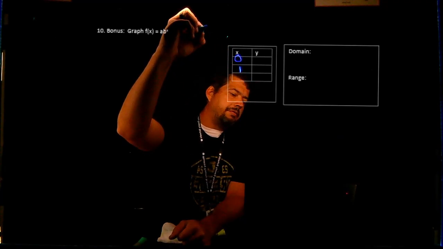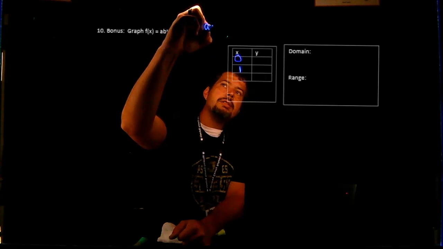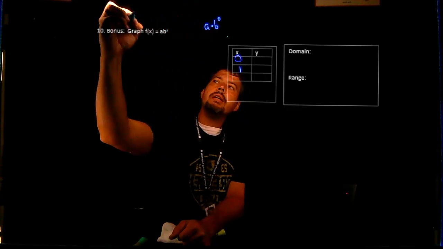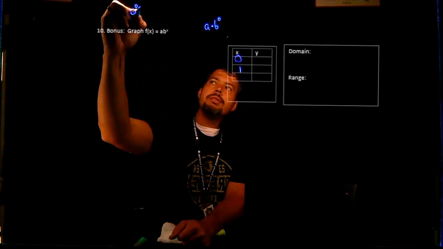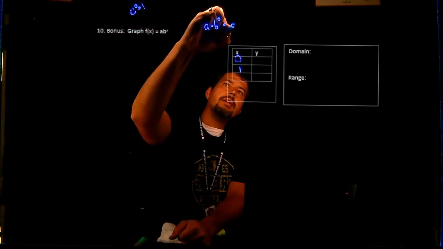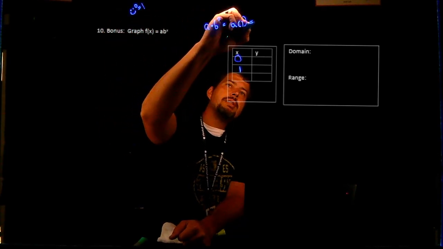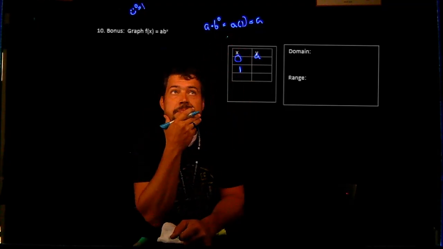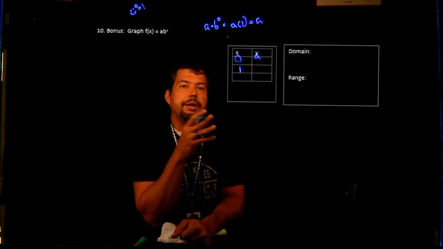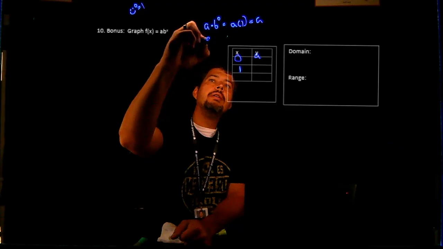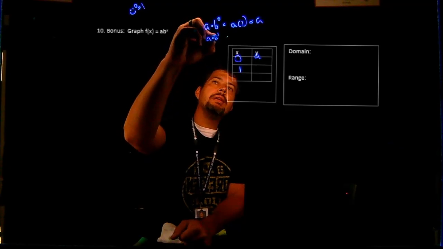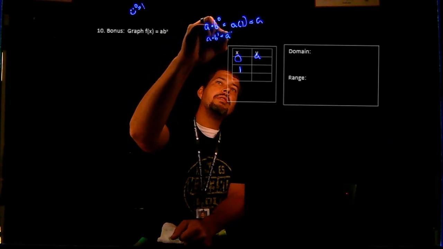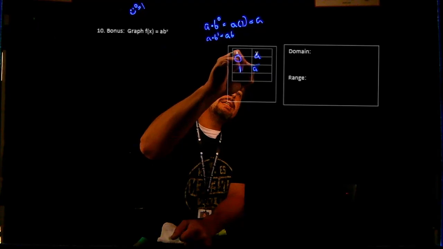If I feed it a 0, I would have a times b to the 0. By definition, anything to the 0 power is 1. That's a times 1, which is just a. So if I feed it a 0, I get an a back. Weird, huh? If I feed it a 1, I have a times b to the first, and anything to the first power is itself, so I get a times b back.